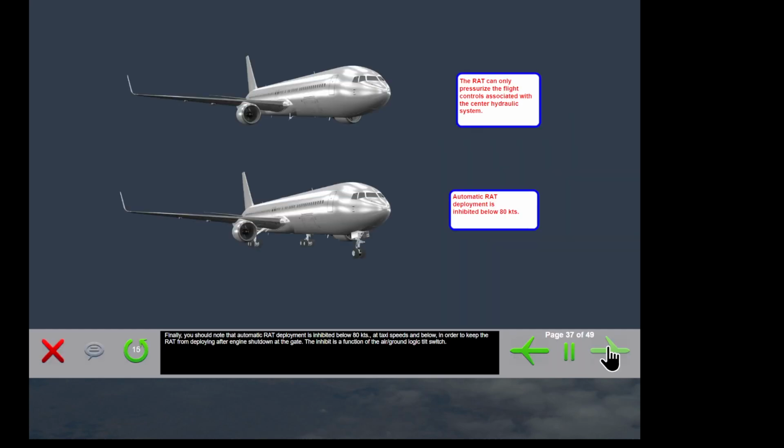Finally, you should note that automatic RAT deployment is inhibited below 80 knots at taxi speeds and below in order to keep the RAT from deploying after engine shutdown at the gate. The inhibit is a function of the air-ground logic tilt switch.